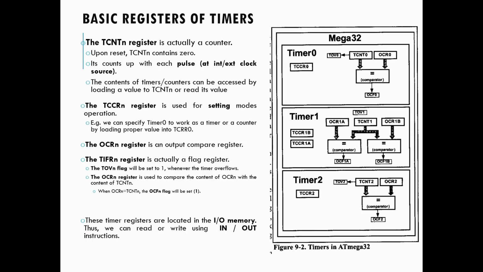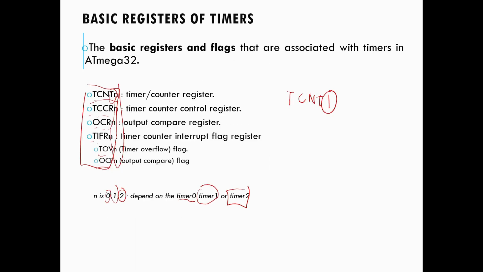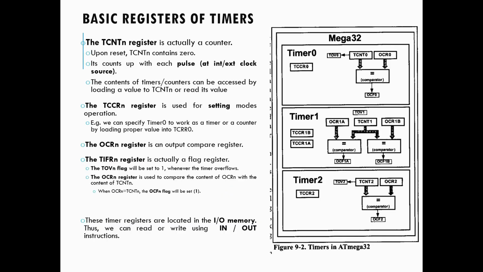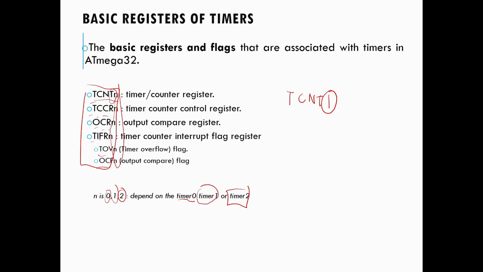Okay, so we look forward into this. On the right side, this is the ATMega32, with timer 0, timer 1, timer 2. So for example, you are using timer 0. If we refer back to the basic registers and flags over here, firstly we see the TCNT register. So what is the TCNT? It is a timer counter register.